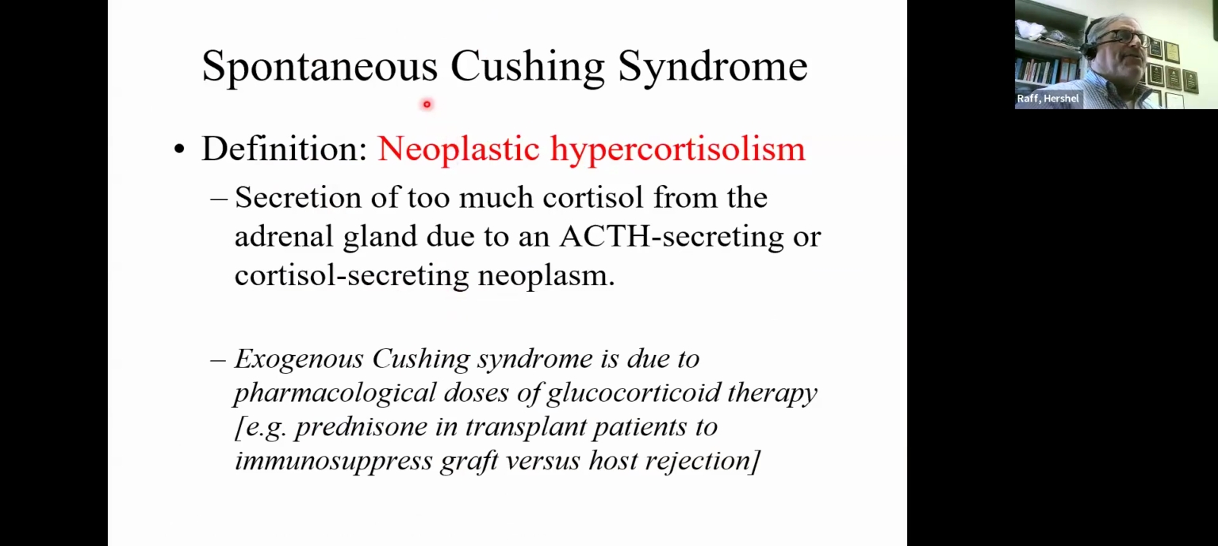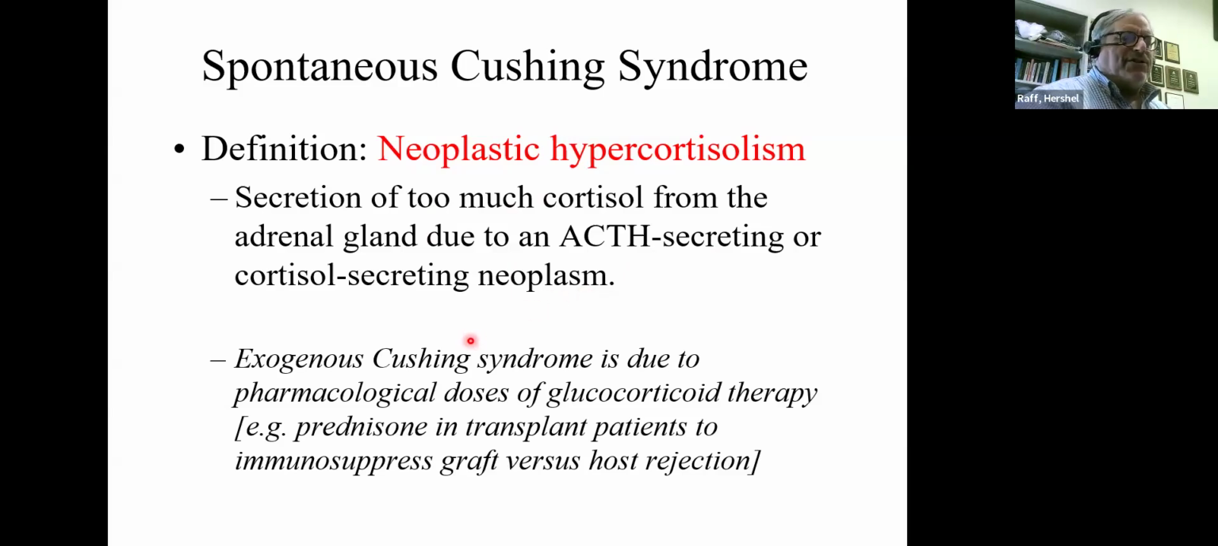So what I'm going to focus on today is spontaneous Cushing syndrome. Now, we're trying to get away from eponymic names for a variety of reasons. And as you will see, one reason is people's image in their mind of what Cushing syndrome is very different than what we really see. So we have developed a different definition that's more functional and doesn't require knowing who Harvey Cushing was, called neoplastic hypercortisolism. That means hypercortisolism, too much cortisol from the adrenal gland due to an ACTH secreting tumor or a cortisol secreting neoplasm.